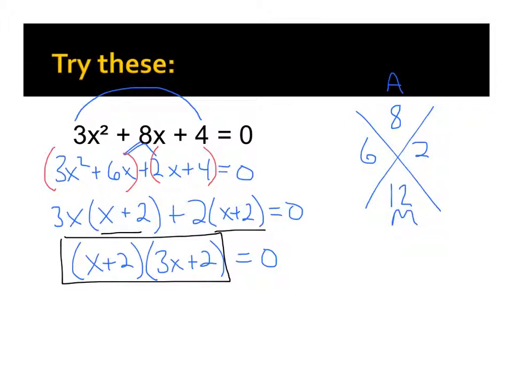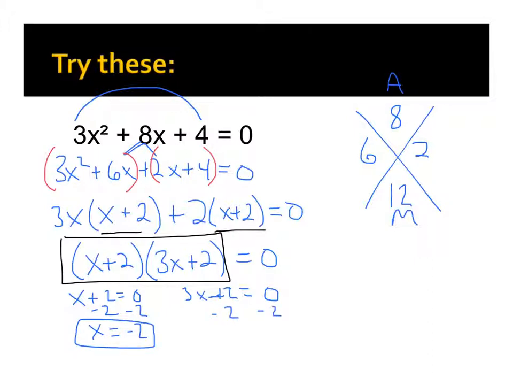solve. So I set each part equal to 0, so x plus 2 equals 0, 3x plus 2 equals 0. So I'm going to subtract 2 on this first one. I'm left with x equals -2. There's one of my answers. And then I'm going to subtract 2 once again on this one. But here I have 3x equals -2.